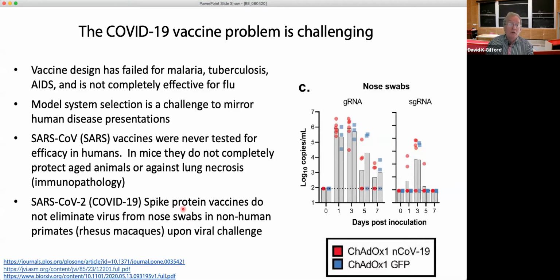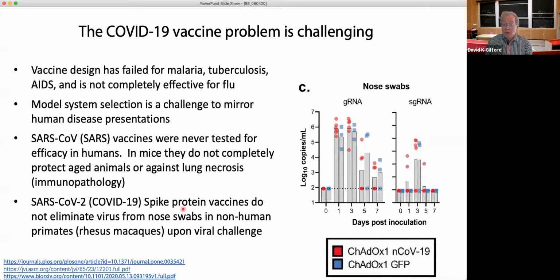In addition, trials with the original SARS vaccine that were a consequence of the 2003 outbreak indicated that they really don't completely protect aged animals. They were aged 1 year. And furthermore, sometimes when you get vaccinated, when you are later exposed to a virus, it actually causes a separate kind of disease. And in these models of SARS, there was an immunopathology associated with lung necrosis when the mice were vaccinated and then were subsequently exposed to SARS.